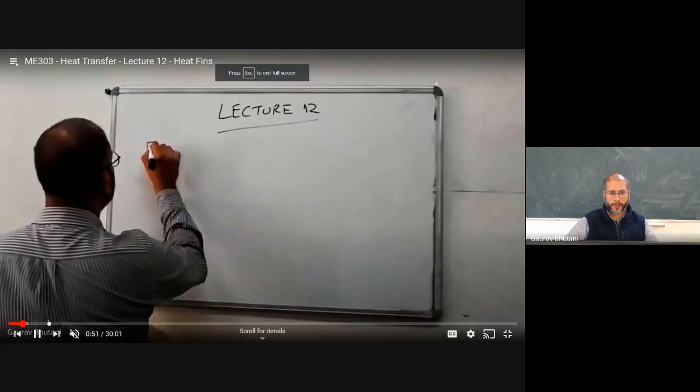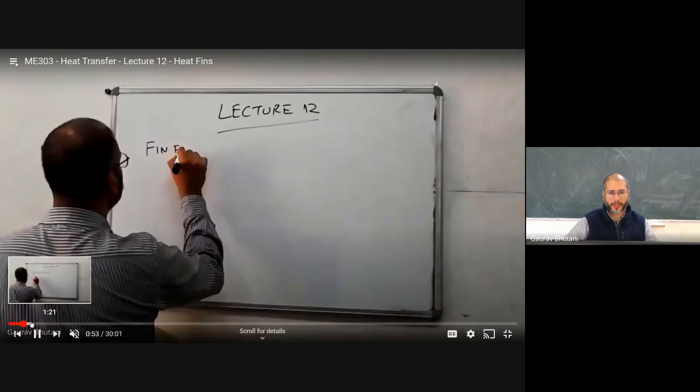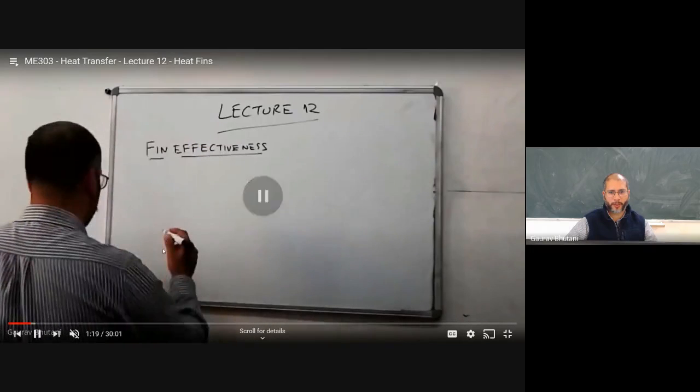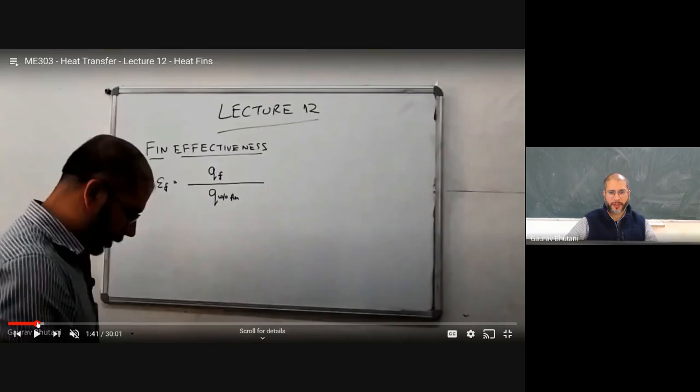Then we moved on to discussing the two important parameters when using or designing fins. One is called fin effectiveness and the other is called fin efficiency. So the first one was fin effectiveness, and one must be careful when defining these terms because people get confused a lot with the definitions. So fin effectiveness is, as the term says, effectiveness. So is it effective to use a fin or not?